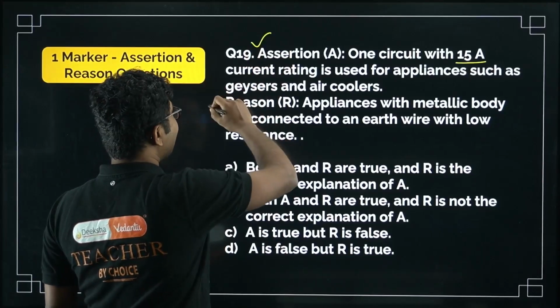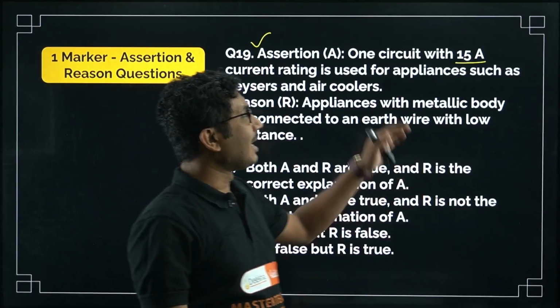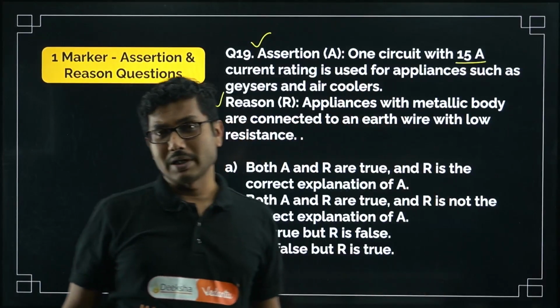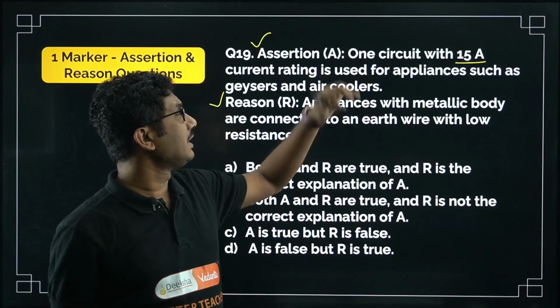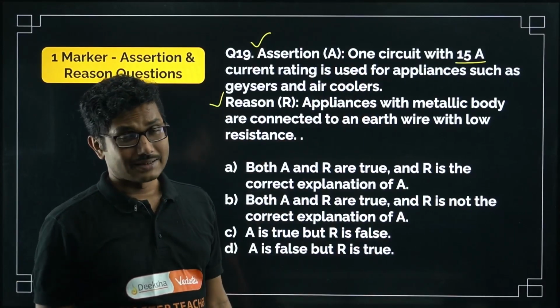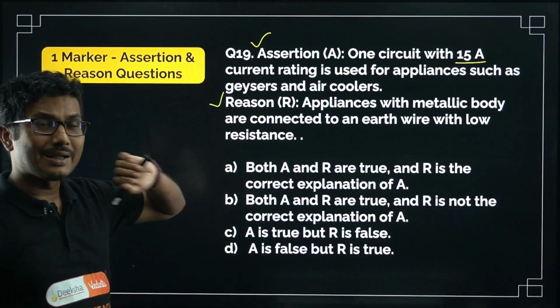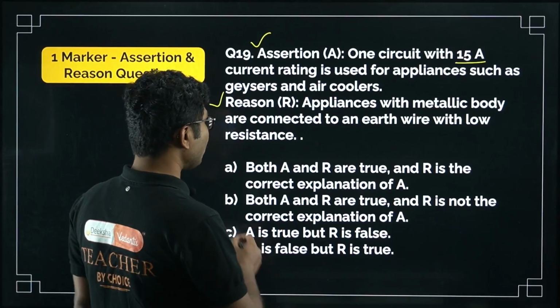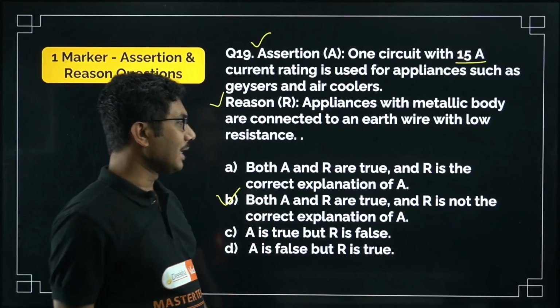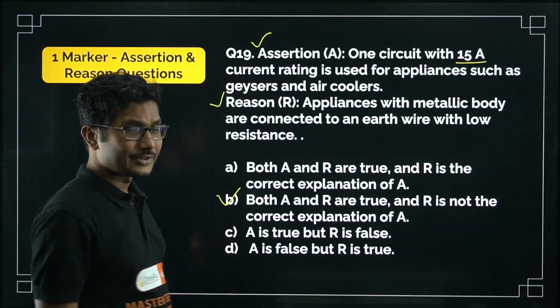Assertion is correct, reason is correct, but if you read them properly, there is no apparent reason between these two, assertion and reason. So even though they are correct, there is no link between them. So we can say both A and R are true, but R is not the correct explanation of A.